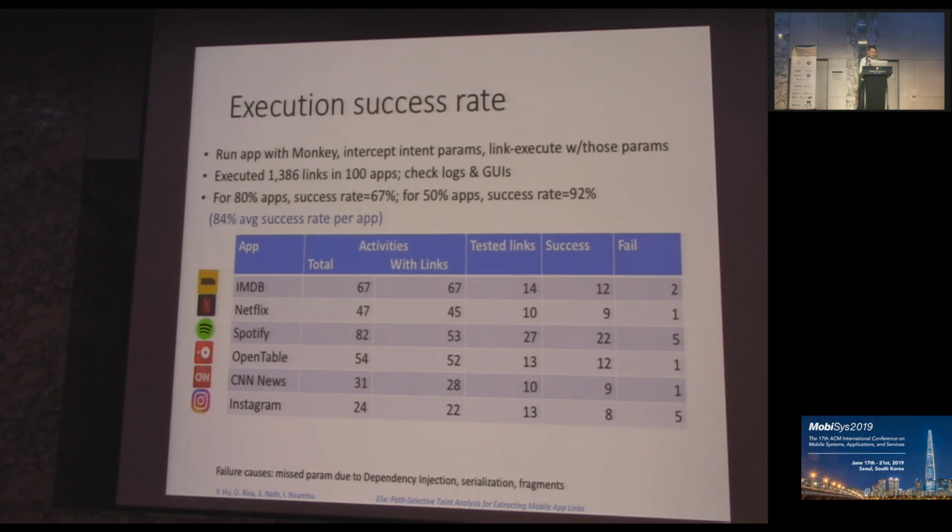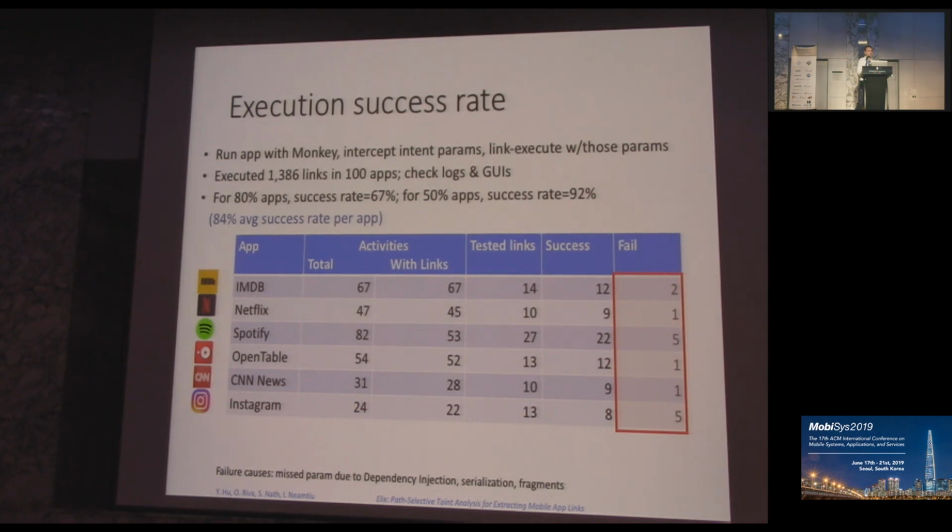These are some examples from well-known apps. These are the number of activities and the activities with links. What you can glean from here is that pretty much all the activities expose a link. These are the tested links, which is a substantial number, right? So 14 for IMDb. This is the number of links where we achieved success, and we were able to successfully exercise pretty much all the links. This is the number that failed, and the reasons why the links failed. So we have what, from 1 to 5 failures for these very, very well-known apps.